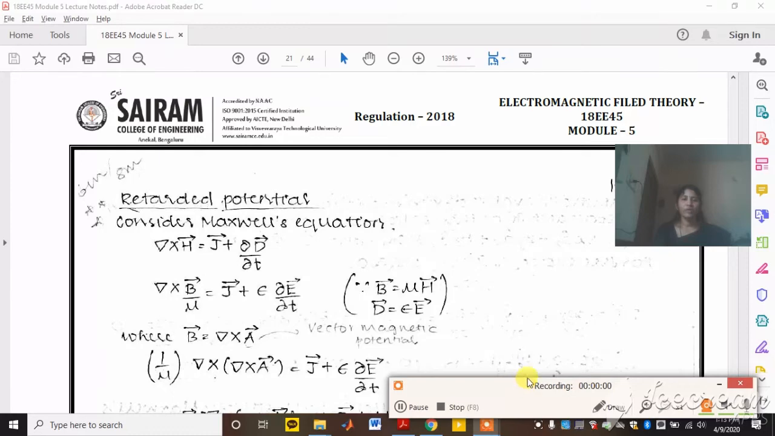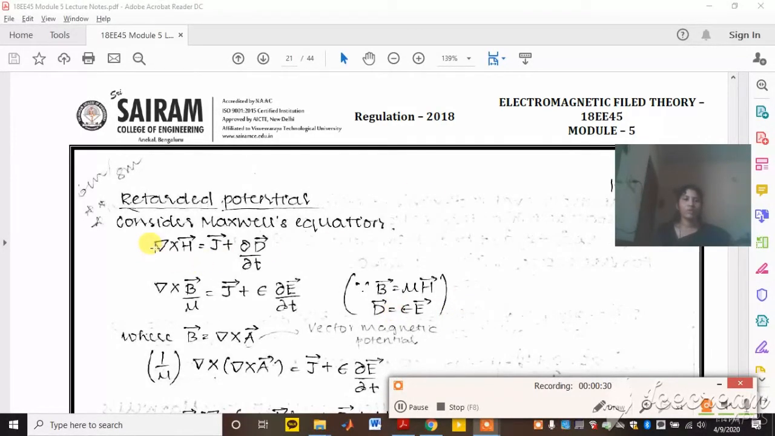Next part of your module is retarded potential. So we have seen what is electric scalar potential, what is vector magnetic potential, what is the relationship between your electric scalar potential and electric field intensity, and how exactly it makes a replica in your magnetic scalar potential and magnetic vector potential. Same way here, the retarded potential is also one of your important topics. Why? Because it focuses mainly on the modified form of Ampere's law.